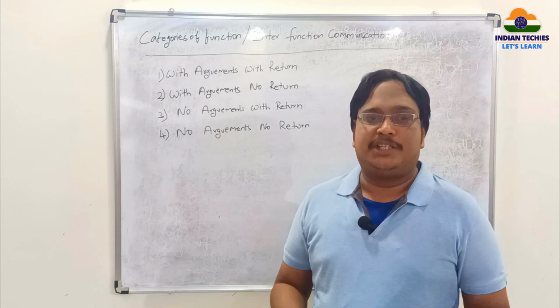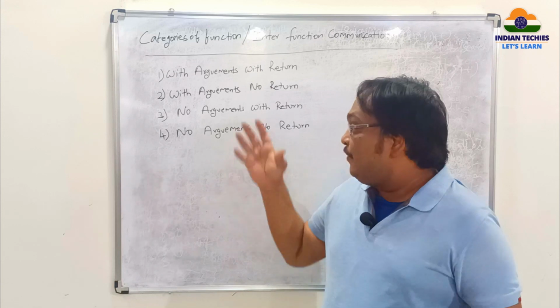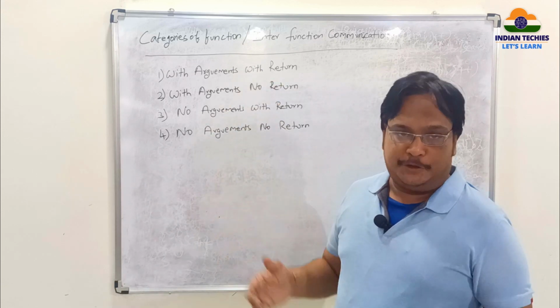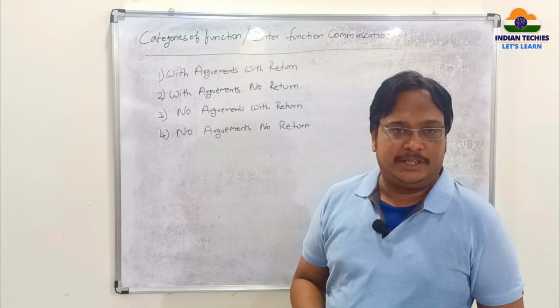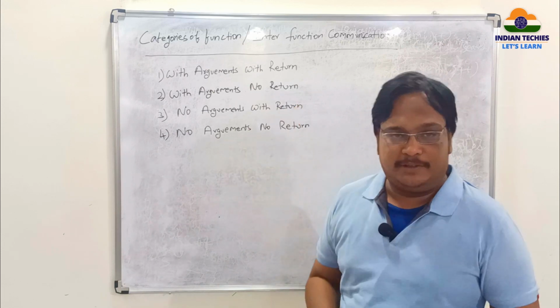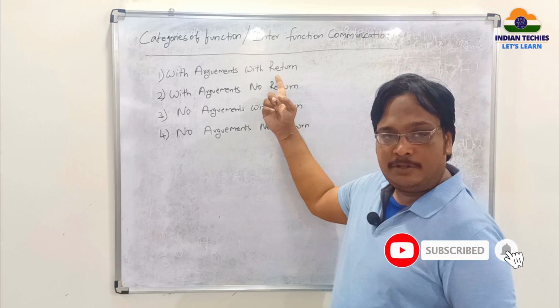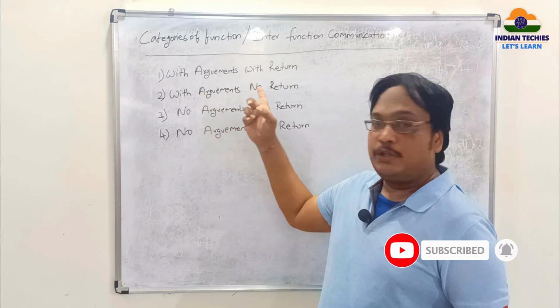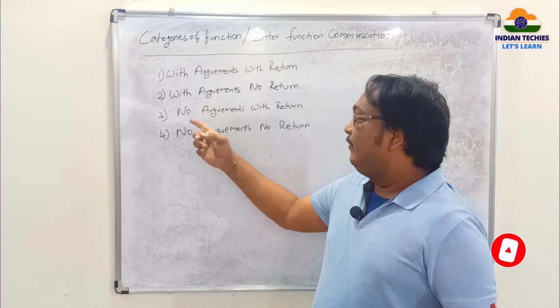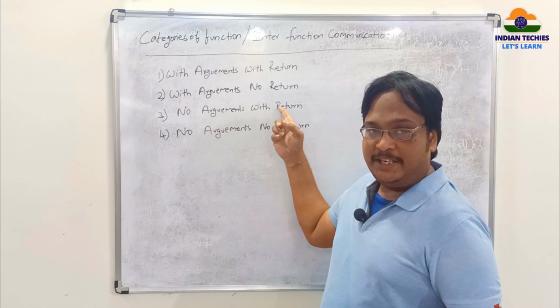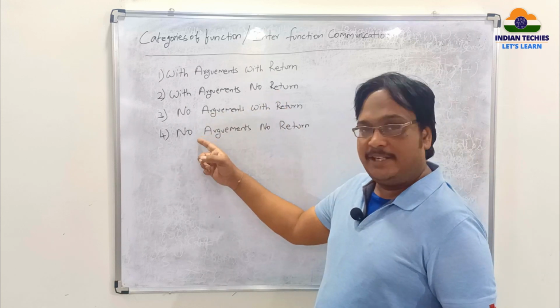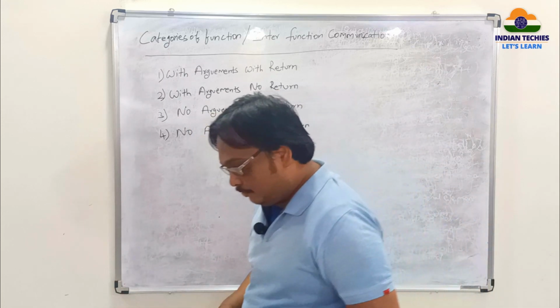But as per the situation, which method you have to consider? You, meaning the programmer, has to consider. He has to decide himself. Now, the first one is with arguments with return values. Second one is with arguments no return value. Third one is no arguments with return values. And the last and final one is no arguments and no return values.